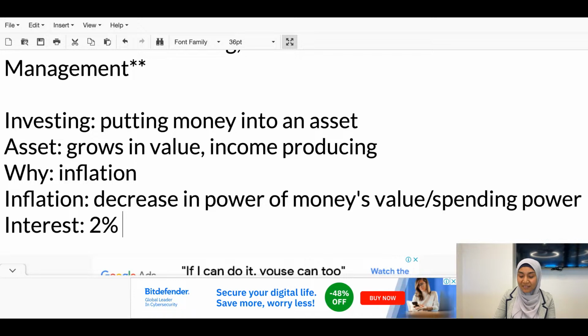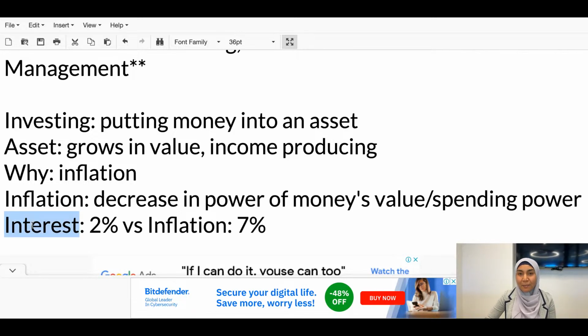But then inflation has been really high, meaning what you could buy with $10 five years ago is not the same as what you can buy with $10 today. So that is inflation in practice. And there's a percent that it generally increases a year. So let's just say the inflation rate is, let's make it 7%.